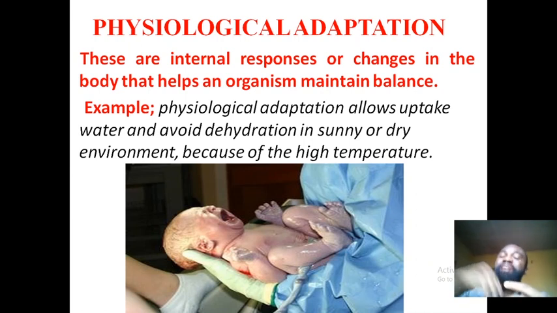That's why we say these are internal. You cannot see them. It's not like the structural adaptation. These are internal responses or changes in the body that help an organism to maintain balance. Because when you change an environment, you will no more be stable. You will no more be balanced. Okay? You won't be stable anymore. Sometimes you find out that you are coughing. Sometimes you find out that you are urinating. In short, your body system will not be stable, will not be balanced. Why? Because of the change in environment. So, physiological adaptations are internal responses or changes in the body that help an organism maintain what? Balance. Example, physiological adaptation allows uptake of water and avoid dehydration in sunny or dry environment because of high temperature.